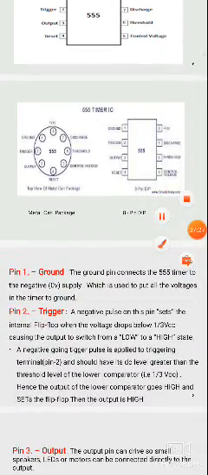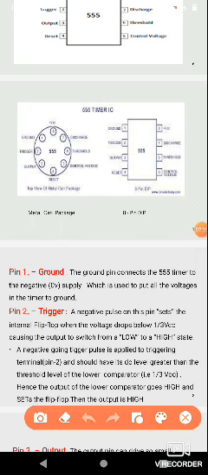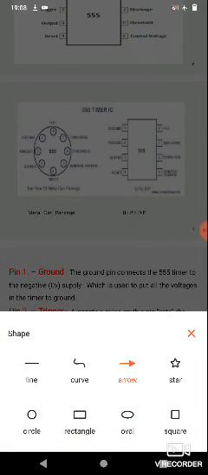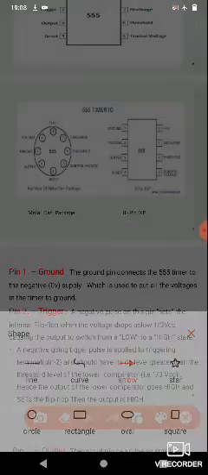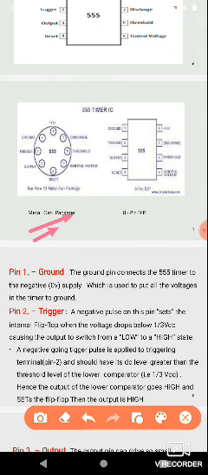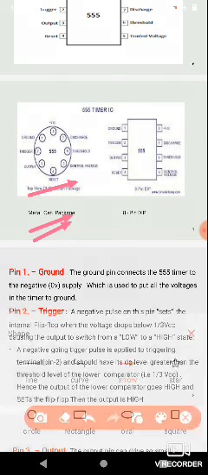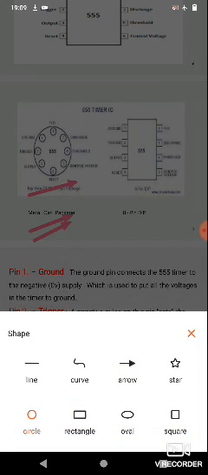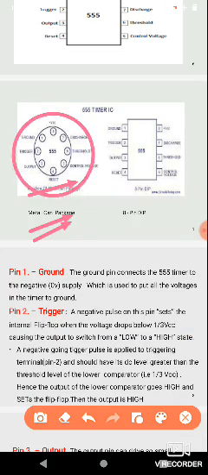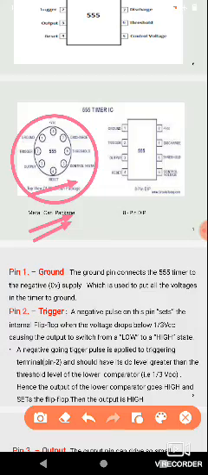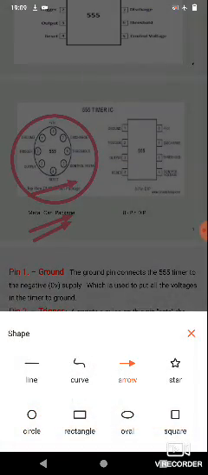Next, second thing. This IC is also available in a metal can package. The metal can package is just like a ring structure, available in a circular shape. It also consists of the same 8 pins.